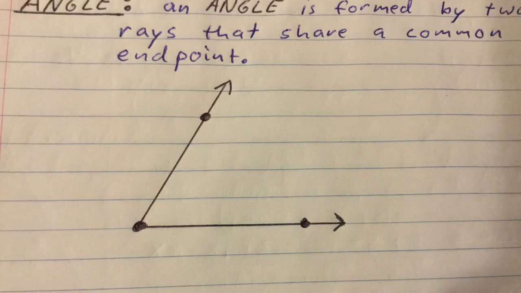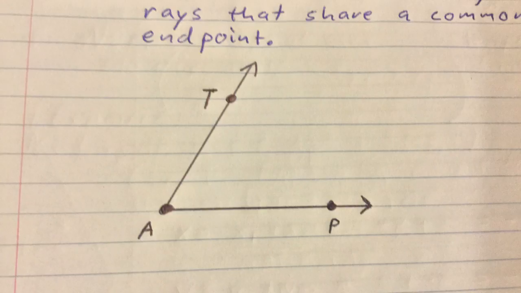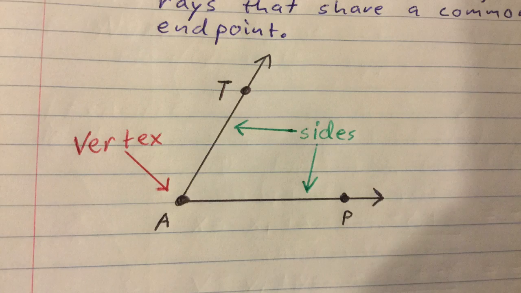I made this angle and I named it TAP. Please note that whenever you have an angle, there's a vertex. In other words, the vertex is the corner of the angle, and there are two sides.